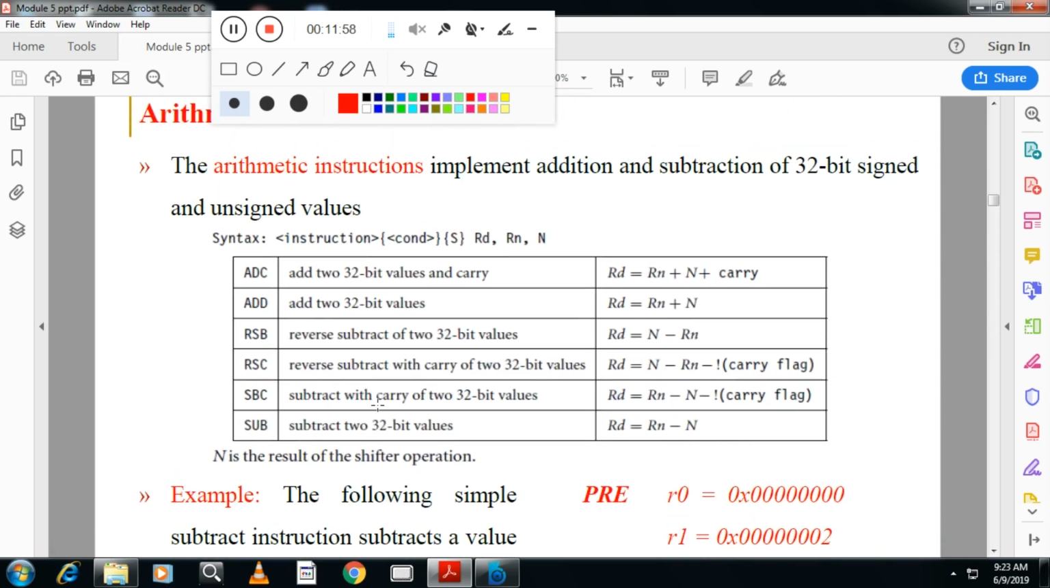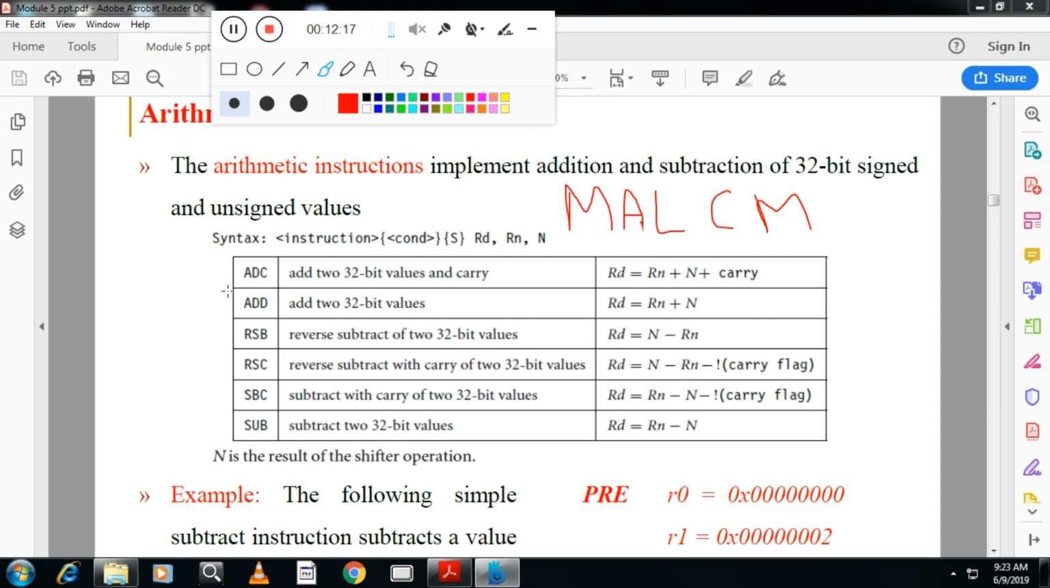So next one is the arithmetic instruction. Please remember, as I said, data processing instructions contain move, arithmetic, logical, compare and multiply.